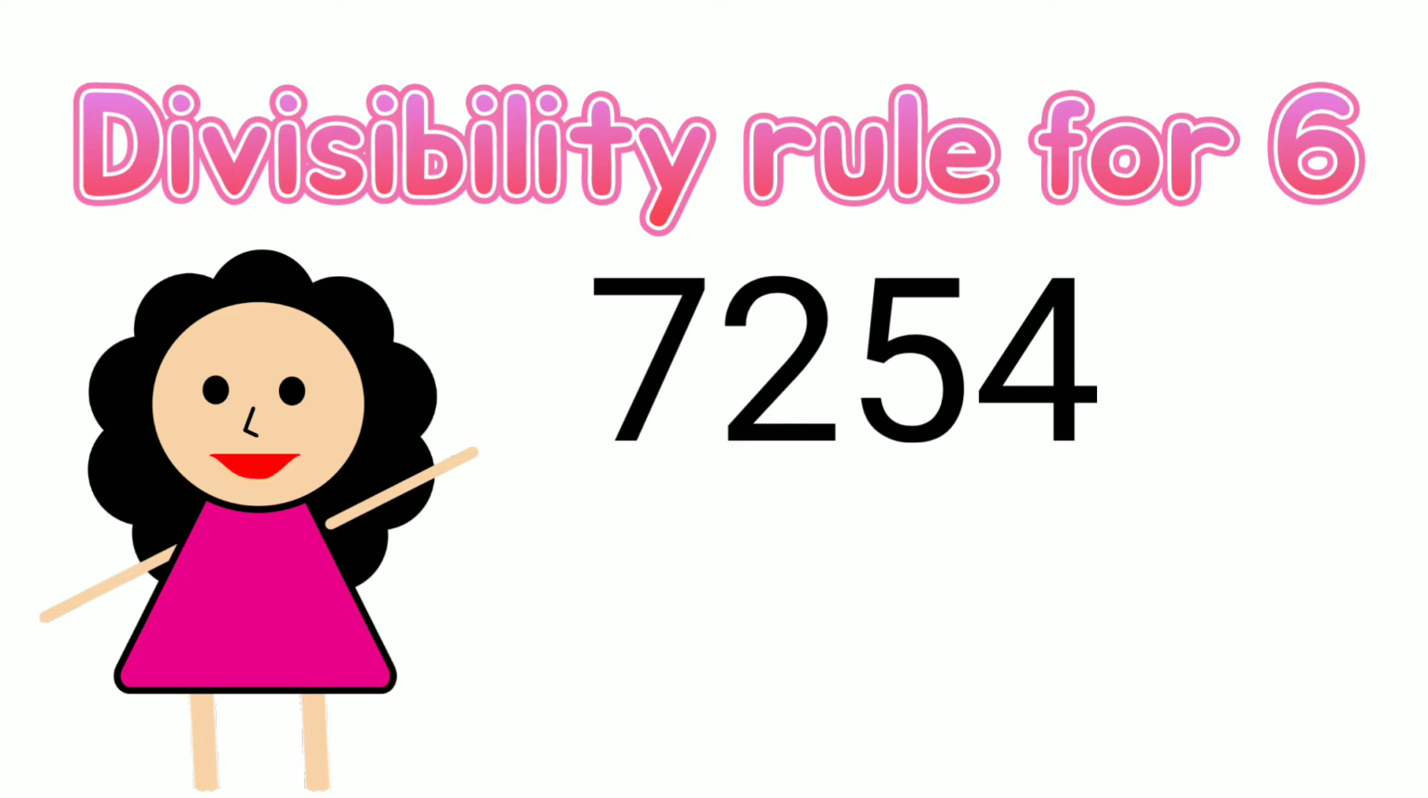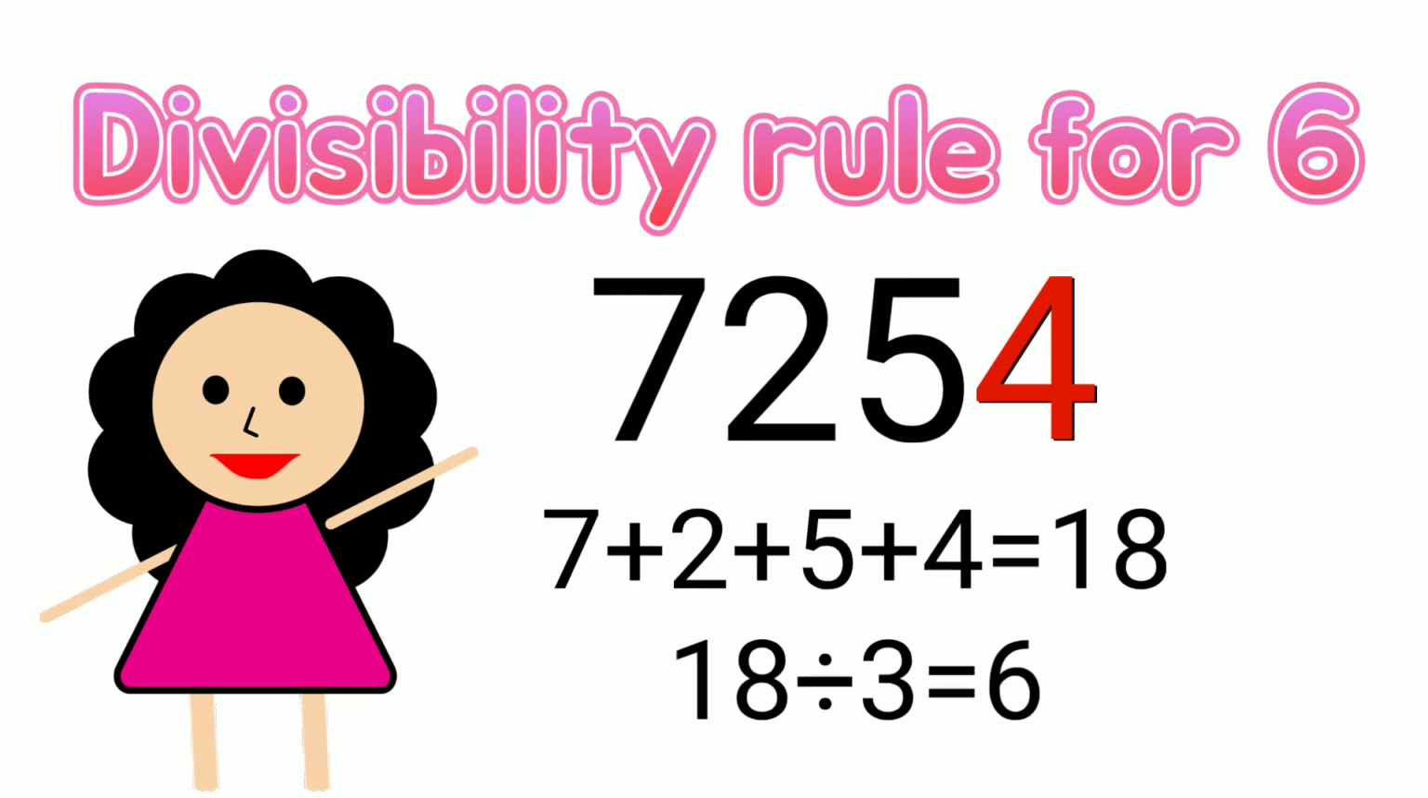7,254. The last digit is an even number, so it is divisible by 2. And if you add all the digits and divide the sum by 3, the 7,254 is divisible by 3. Since 7,254 is divisible by both 2 and 3, then 7,254 is also divisible by 6.